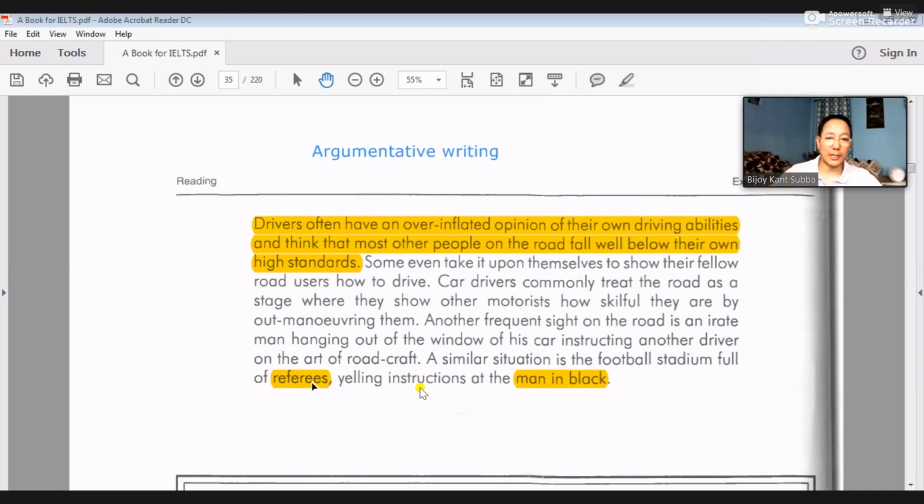Our next question is, why do you think the writer replaces the word spectators with referees? And why does he have to replace the word referee with men in black? Is he trying to confuse us? No. If the writer is trying to confuse us, he's a bad writer. He's not trying to do that. So what is he trying to do? What the writer is trying to do by replacing the word spectators with referees is trying to say every spectator watching the game thinks he or she is an expert of the game.